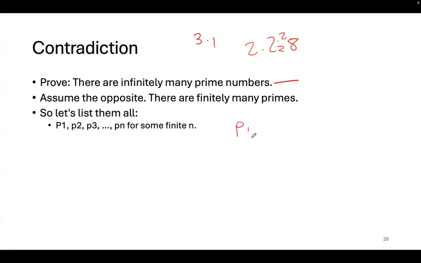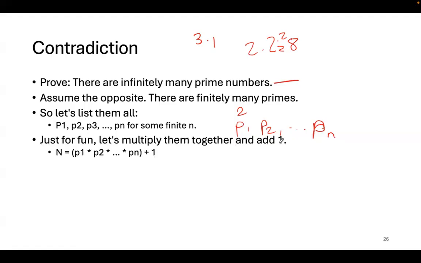So we'll write numbers usually with subscripts to identify them. Like P1 is the first prime, which is 2, and then P2, and so on until we get to prime number n, which is the point where there stop being prime numbers. n is finite. It's got to stop sometime. That's what we just assumed.